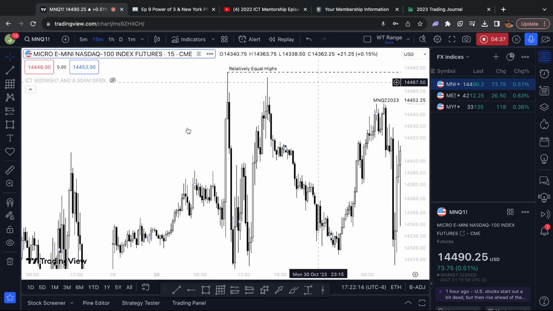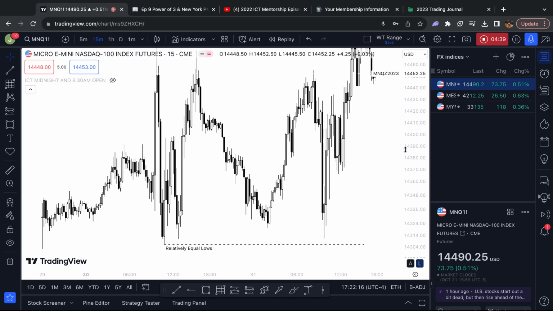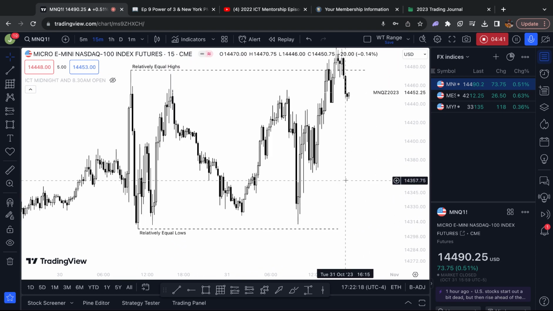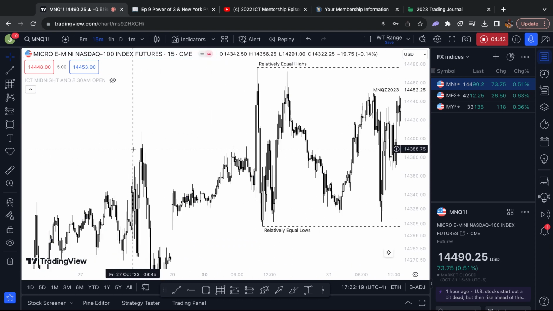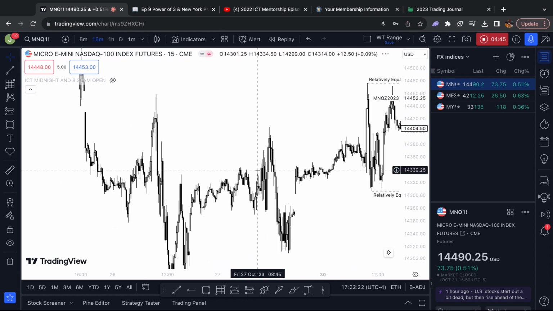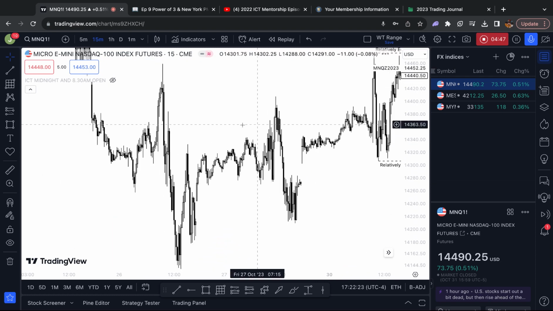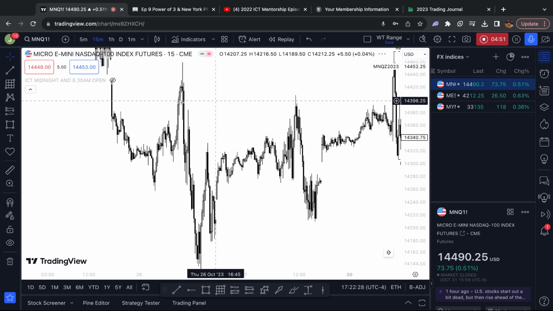Relatively equal highs, double bottoms, relatively equal lows. That's basically all you really need. And I'll give you another one, because if you guys really want to trade every day, then no props. Okay, so just making sure I got the keybind right.